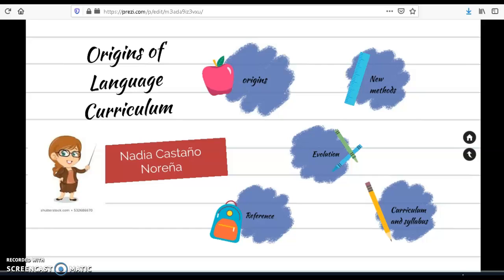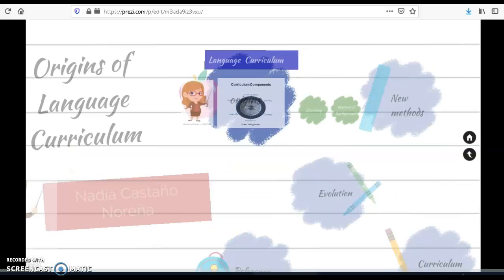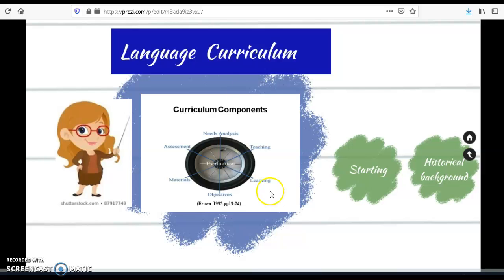This presentation is divided in 5 sections. Those are origins, new methods, evolution, curriculum and syllabus, and references. In order to understand how this started, it is necessary to get to know what is the definition of language curriculum. Language curriculum has different components such as needs analysis, teaching, learning, objectives, materials, and assessment. But how did this start?